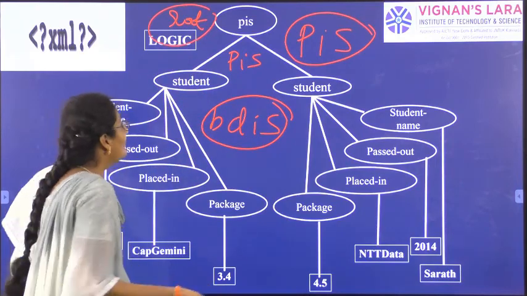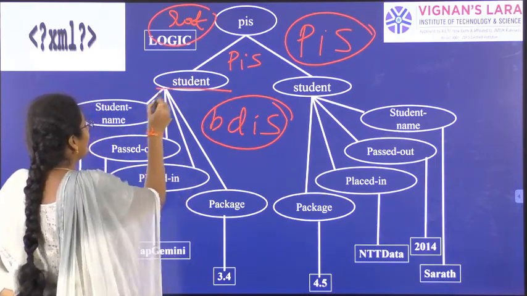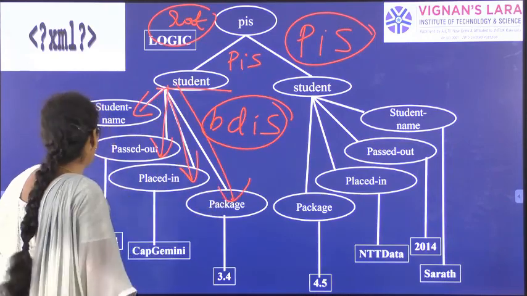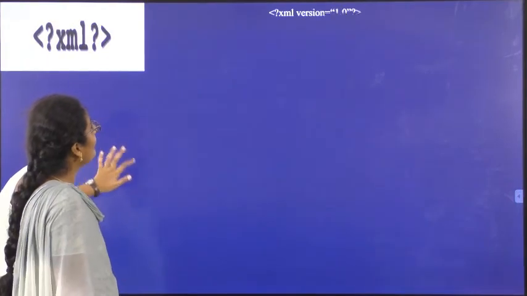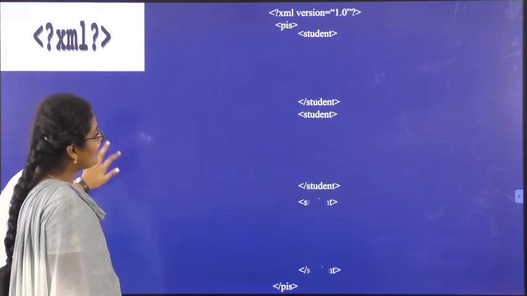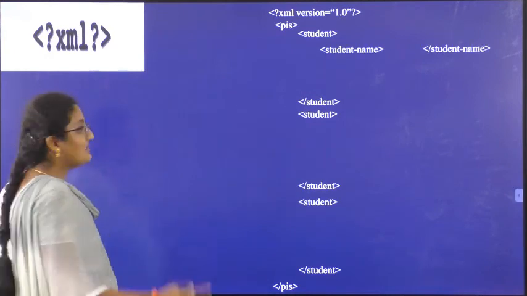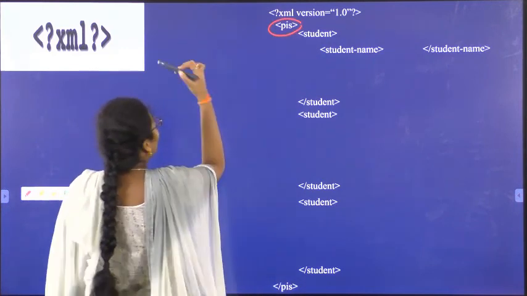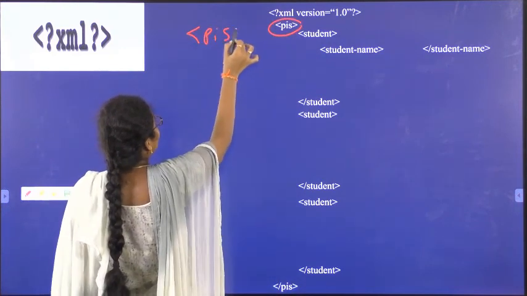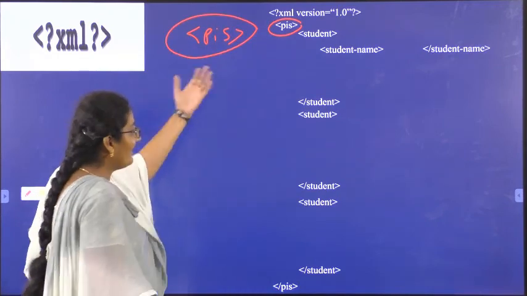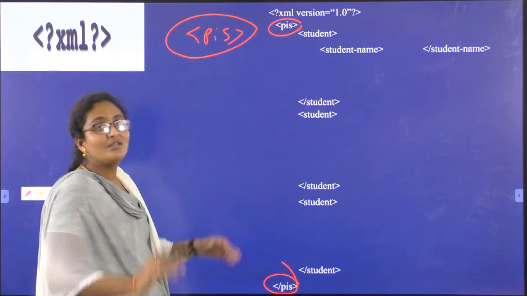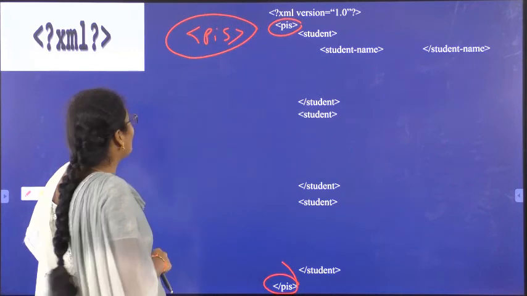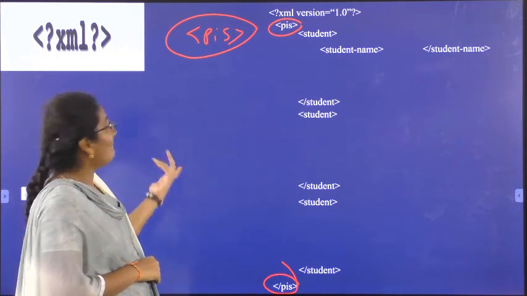And what logic do we have? We have the student. For a particular student, we need student name, passed out year, placed in the company, and the package. So how can we write the code for this? XML version, PIS open tag and PIS close tag. This is the point I told you in the first slide: whatever tags the user wants, he can create. Now the user is talking about placement information system, so he created the PIS tag. When a tag is opened, the tag should be closed. So XML is a beautiful language where the user can create his own tags.